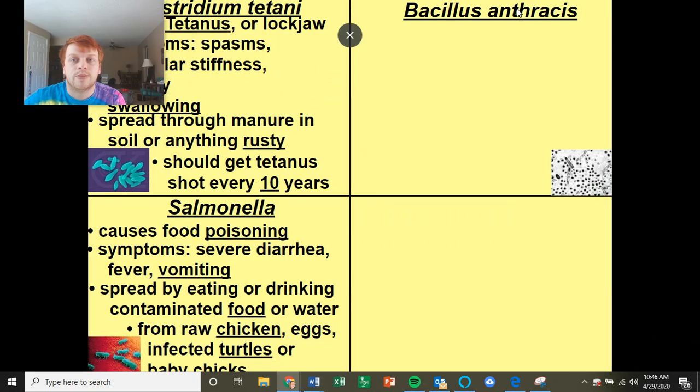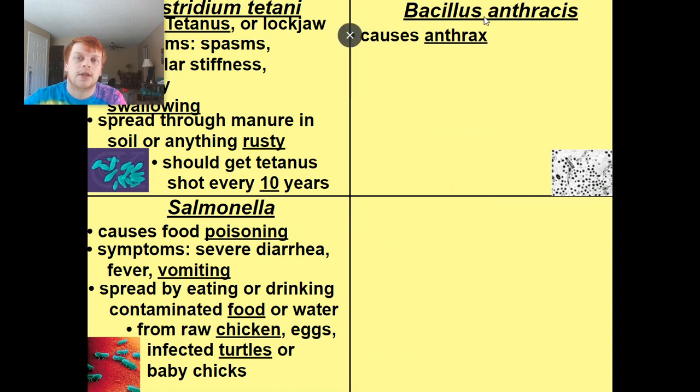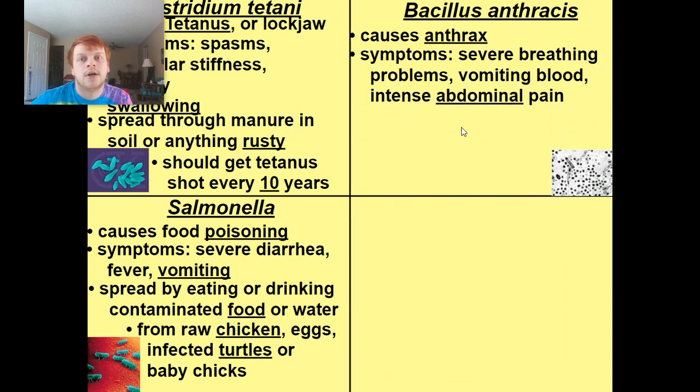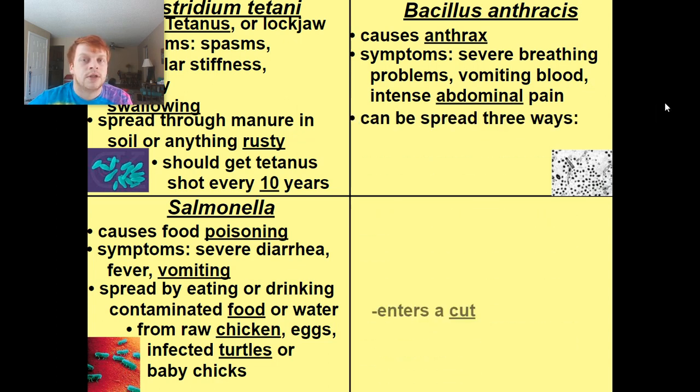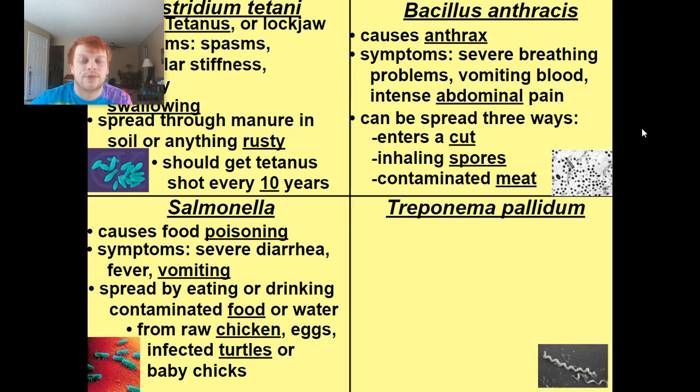Next up, we have Bacillus anthracis. You can see in the name here that it's what causes anthrax, which created a huge scare when someone was mailing that in the postal system years ago. Symptoms are severe breathing problems, vomiting of blood, and intense abdominal pain. And it can be spread through a cut, through inhaling the spores, or through contaminated meat. So that's why it's super important that you always cook your meat super well.